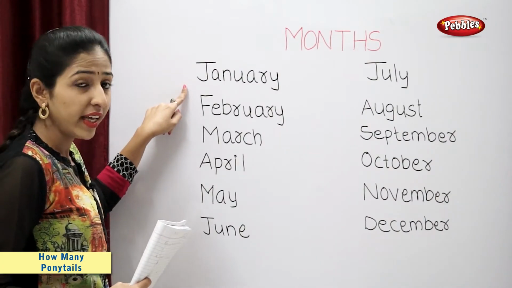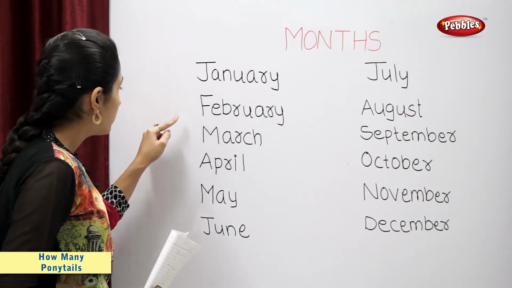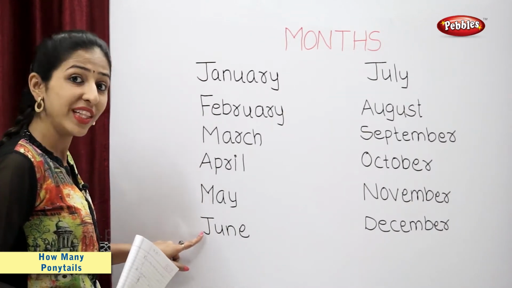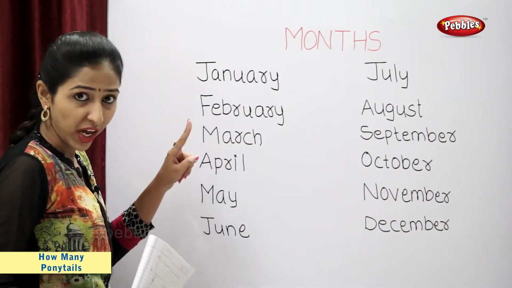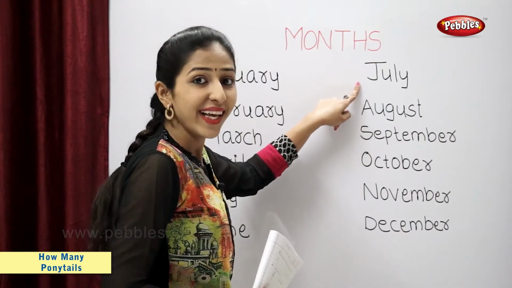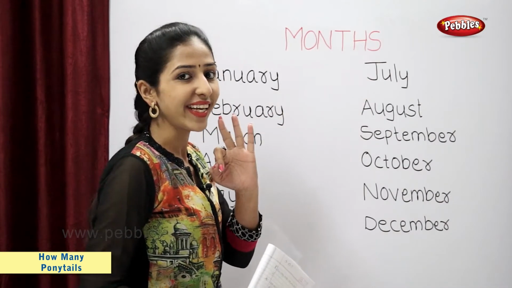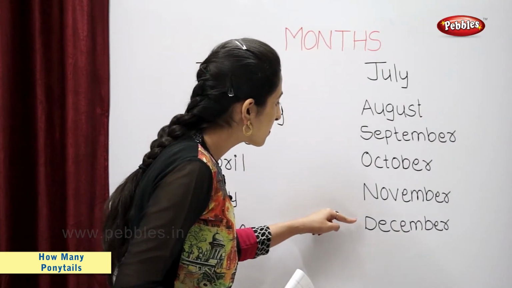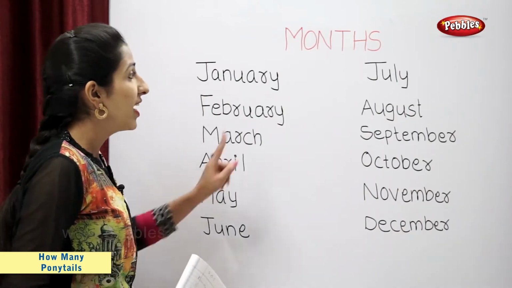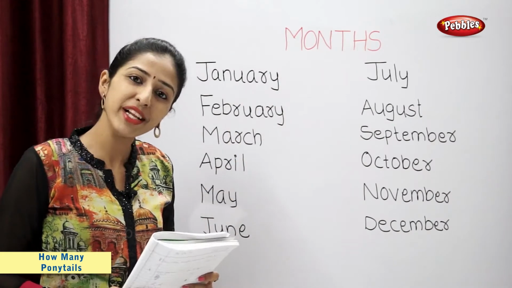Let's take letter J. So January starts with letter J. June also starts with letter J. 1, 2. July also starts with letter J. So 3. So January, June, July. So there are 3 months starting with the same letter.